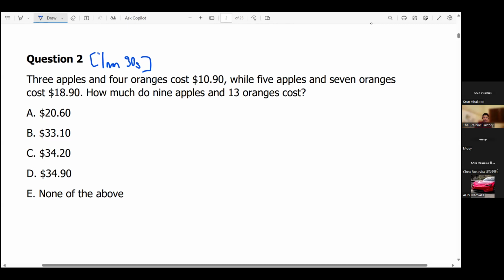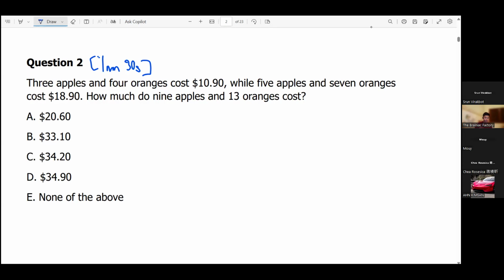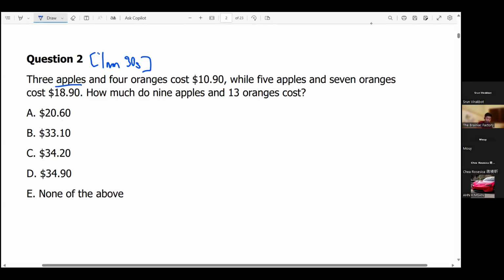Okay, so our 90 seconds has ended. We'll start solving this problem. To make this problem easier to look at, you can replace apples by A and oranges by B. So you'll get 3A plus 4B equals $10.9. And another one is 5A plus 7B equals $18.9.